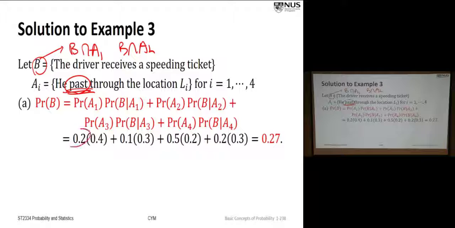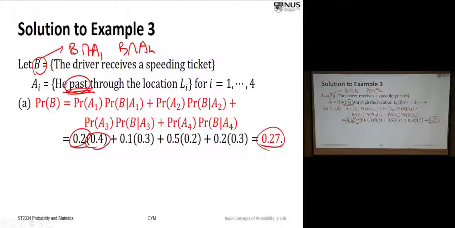So this is the probability that he's speeding at location 1, and this is the probability that he will issue a ticket. When will he issue a ticket? Only when the camera is in operation. So only a 40% chance that the camera is in operation, so therefore he will issue a ticket if he passed that location speeding. So the chance that he will receive a speeding ticket is 0.27.